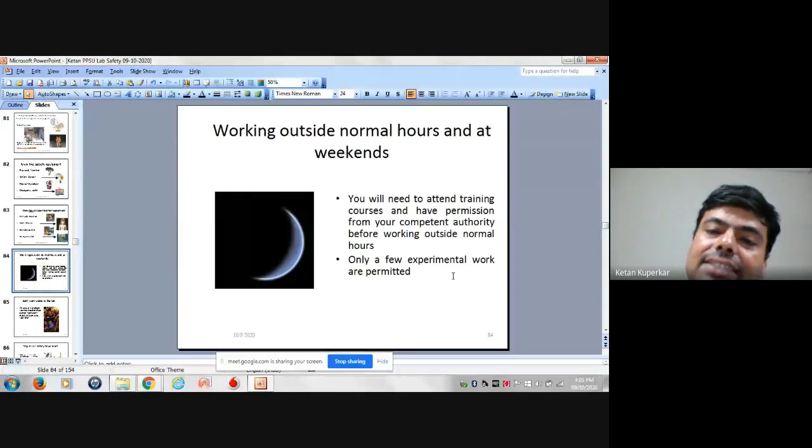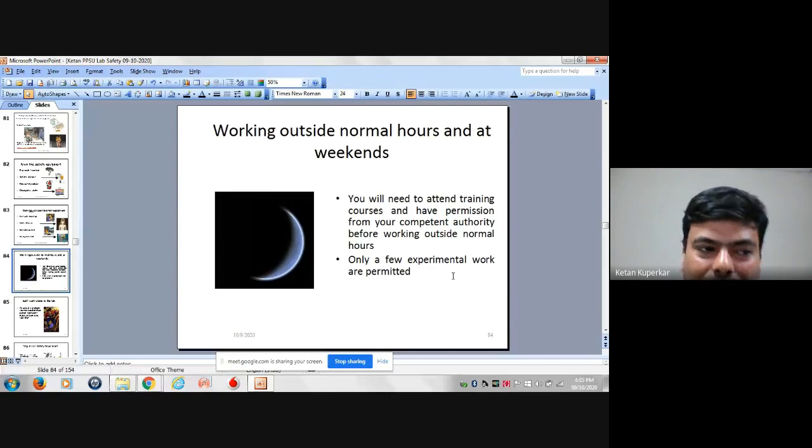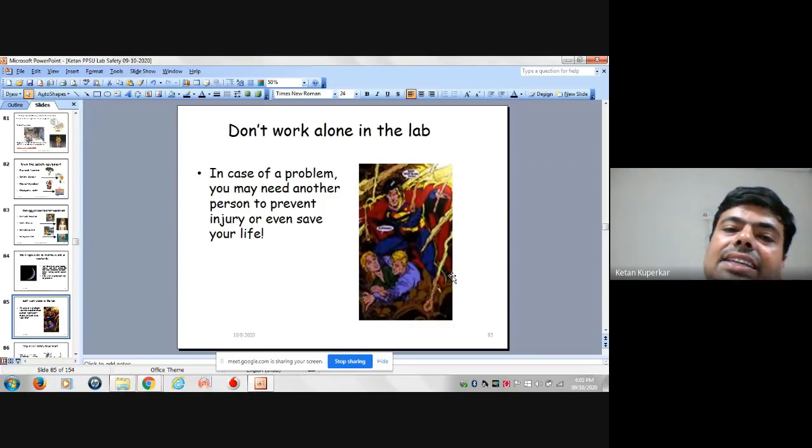Working outside normal hours and at weekends should be discouraged. This is for the school students, the undergraduates and the postgraduates. But for the research students, considering the length of experimental work, it is permitted. But not a single one has to work alone in the laboratory. So don't work alone in the laboratory. Just in case anything goes wrong, you must be able to report the injury or the accident, and to save your own life.